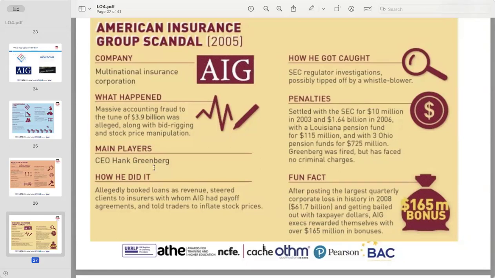AIG settled with the SEC, and I think the stock exchange company, for millions of dollars, but faced no criminal charges despite posting record losses and receiving a taxpayers' bailout. AIG executives rewarded themselves with hefty bonuses, sparking public outrage. Yet it still continues to operate. I heard that it's quite a big company.